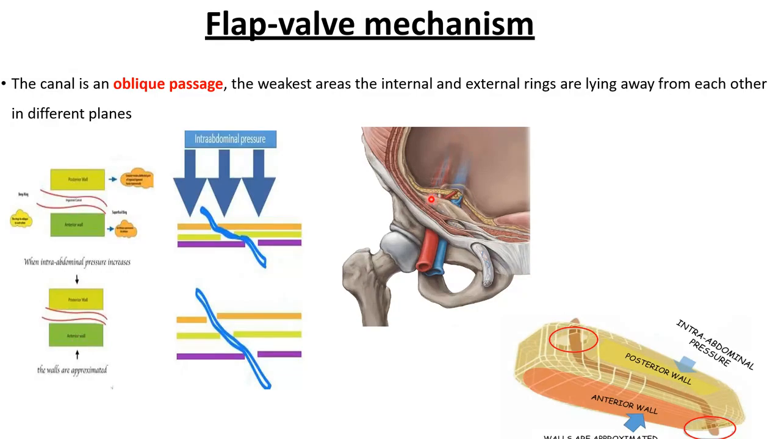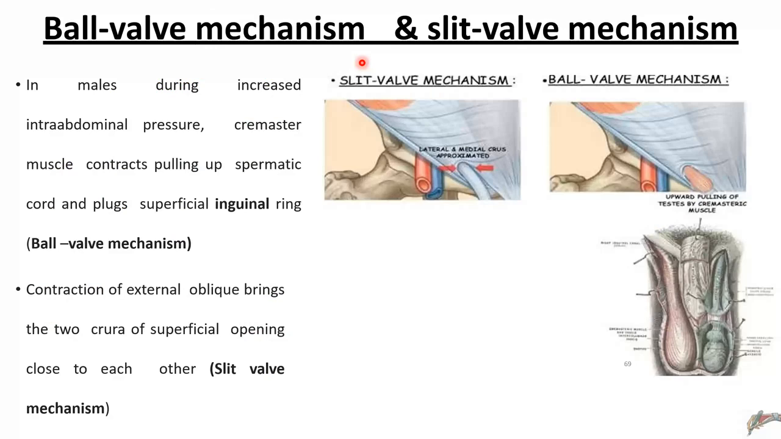Because these rings are not in the same plane, whenever the muscles contract, these walls are going to come towards each other, and that will prevent the likelihood of herniations occurring through this inguinal canal. This is the deep ring, this is the superficial ring. Pressures can cause these walls to approximate, closing the oblique passageway to reduce incidences of herniations. Okay, that's one mechanism. Secondly, we have what we call the ball valve mechanism and the slit valve mechanism.